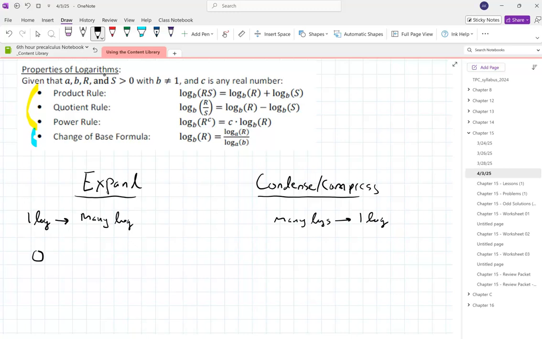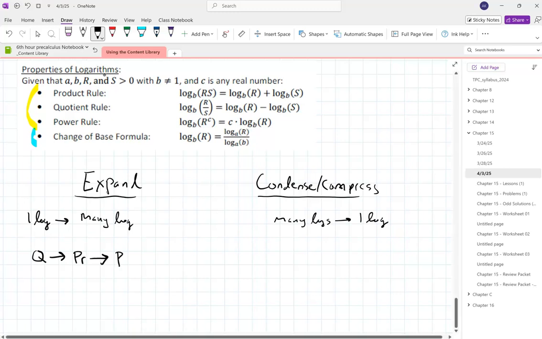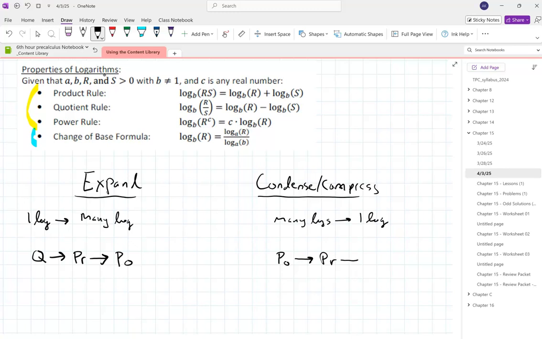When expanding, typically we're going to go from quotient property to product property to power property. And when you're condensing, you're going to do the reverse order. So power, product, quotient. And I say typically because if there's a parenthesis or something in the problem that indicates you need to do a different order of operations, then that changes. But for the most part, you just follow this order.